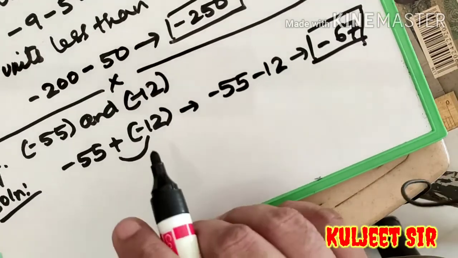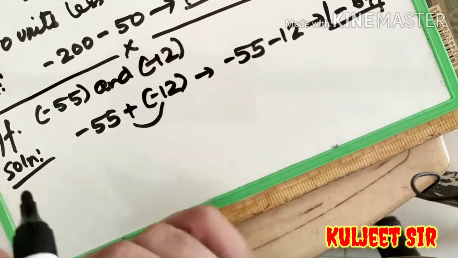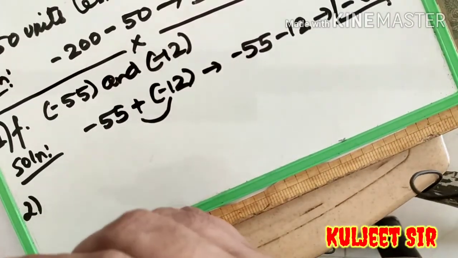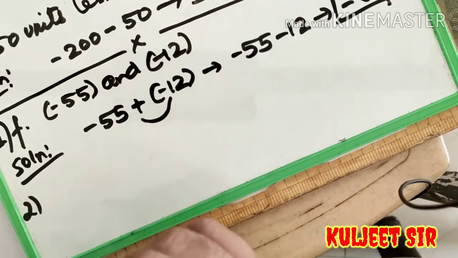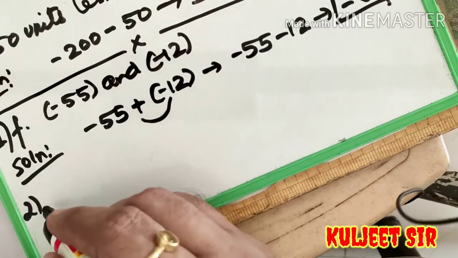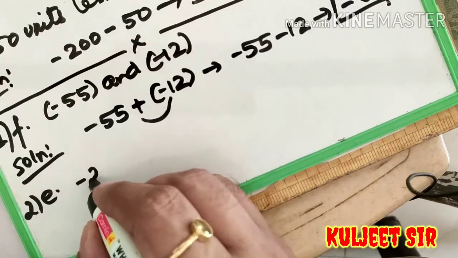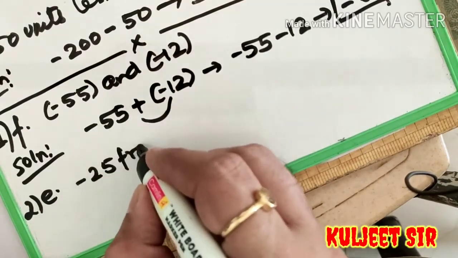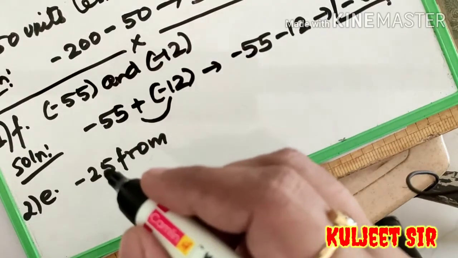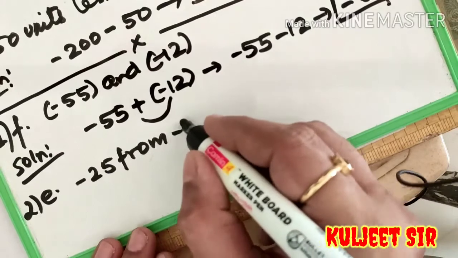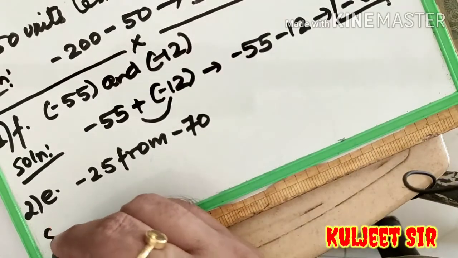Similarly, we'll do sum number 2. We are doing one sum from each. First it was addition, now it is subtraction. We'll do the second E. Minus 25 from, I repeat, it is to be subtracted, minus 25 from minus 70. Solution.